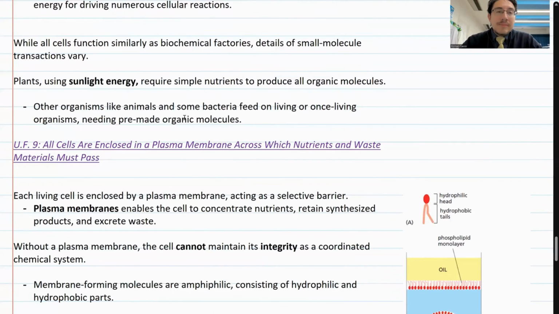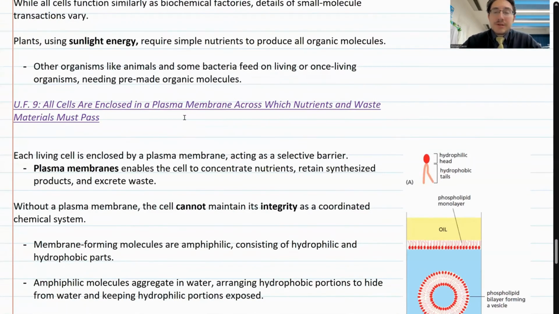So, in that sense, cells function similarly to chemical factories, where you have some type of transaction of small molecules to create larger things, and breaking down things, and so forth.